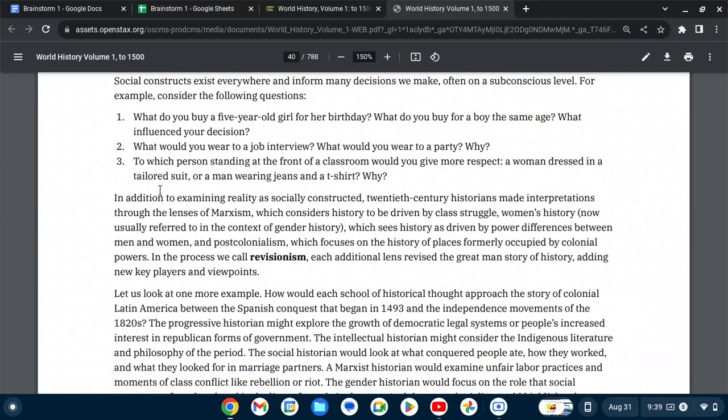For example, consider the following questions. What do you buy a 5-year-old girl for her birthday? What do you buy for a boy the same age? What influenced your decision? What would you wear to a job interview? What would you wear to a party? Why? To which person standing at the front of a classroom would you give more respect? A woman dressed in a tailored suit or a man wearing jeans and a t-shirt? Why?